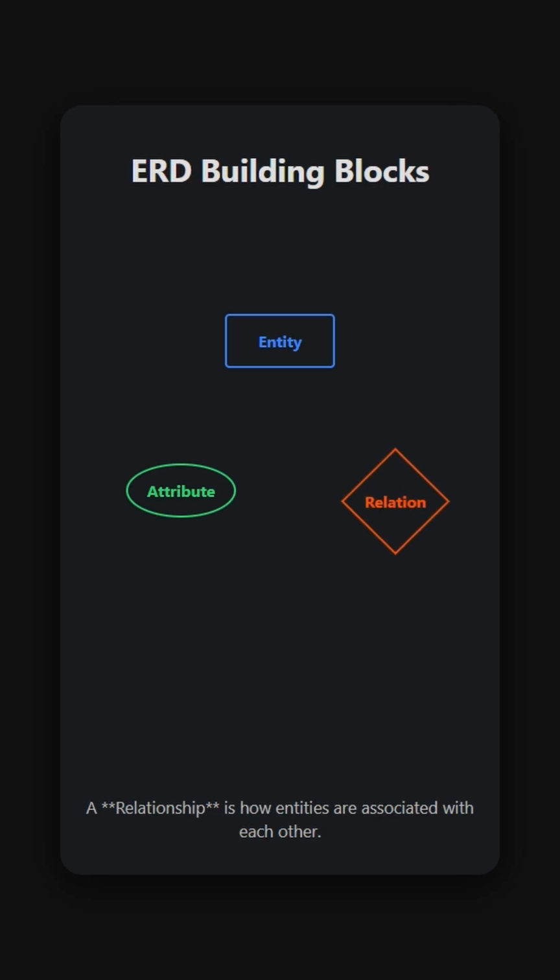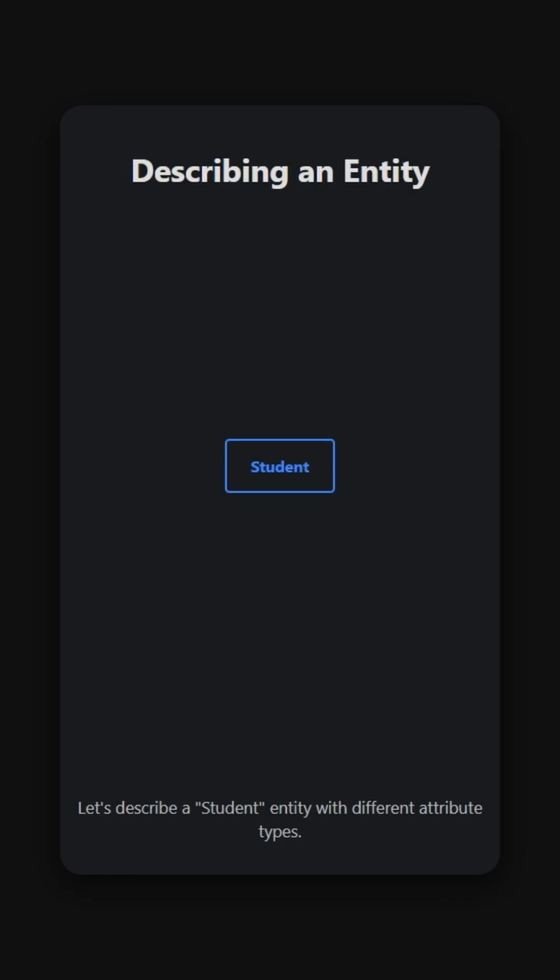And finally, the relationship. A relationship shows how entities are associated with each other. These three components are the foundation of every ERD. Now, let's take a closer look at attributes. We'll describe a student entity with different types.